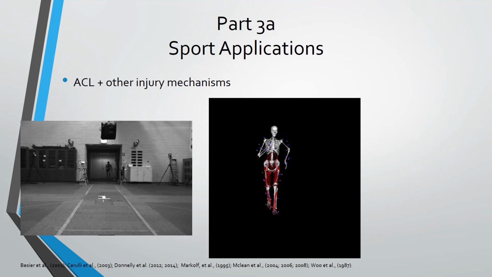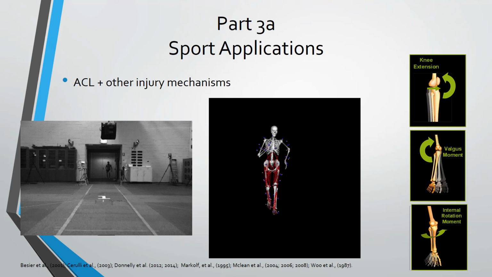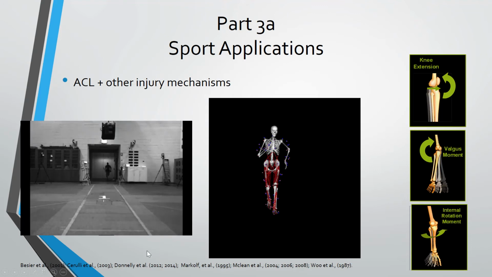We now know that ACL ruptures occur with a combination of knee extension, knee valgus, and internal and external rotation. Marker-based analyses can be used to identify people at a high risk of ACL injury, most often through a technique such as this, where we measure their lower limb kinematics and joint moments when performing a side-stepping or cutting manoeuvre.